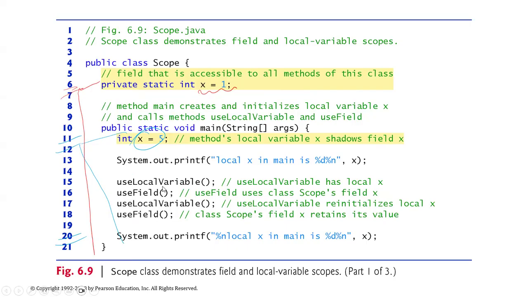And here we also have some methods: use local variables, use field, use local variables. Those are methods without parameters. Let me write something.